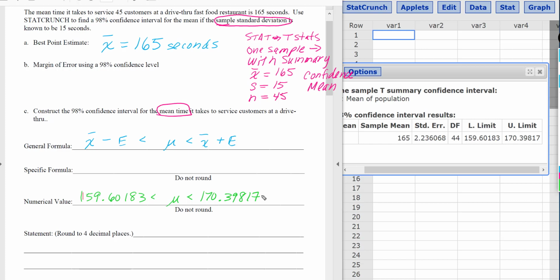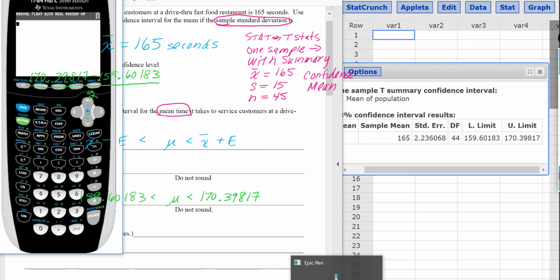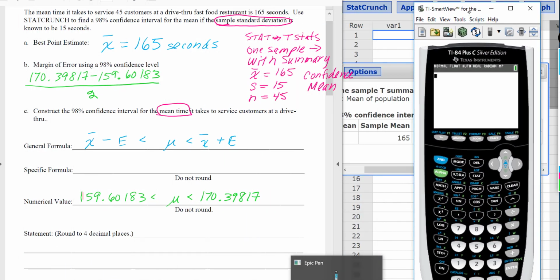So again, what we're now going to do is use this to figure out our margin of error. To figure out our margin of error, we're going to take the 170.39817, subtract off the 159.60183, and divide the answer by 2. Bringing up our calculator, let's go ahead and type that in.